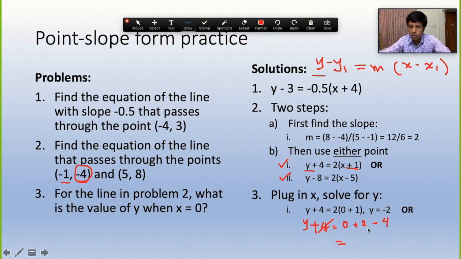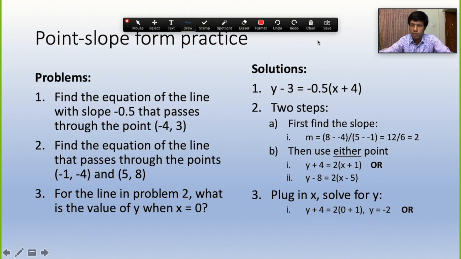And ultimately 2 minus 4 equals minus 2. That's why it is minus 2 here. Okay, so these are the practice problems. You can once again have a look to see if your answer and our answer are matching, so that you can make sure that you are doing them correctly.